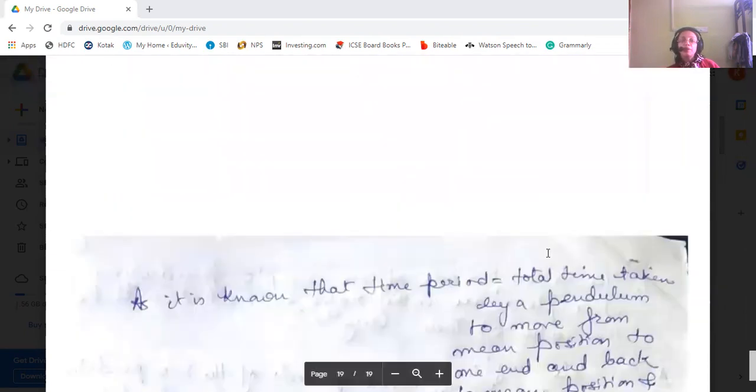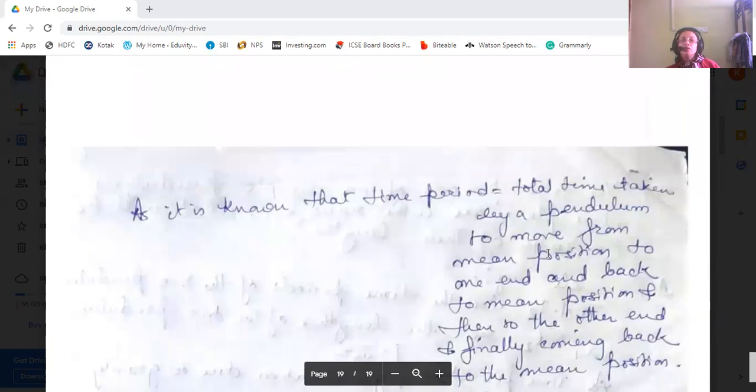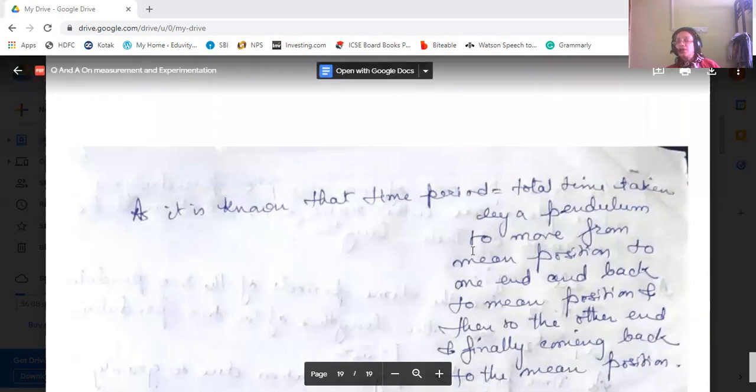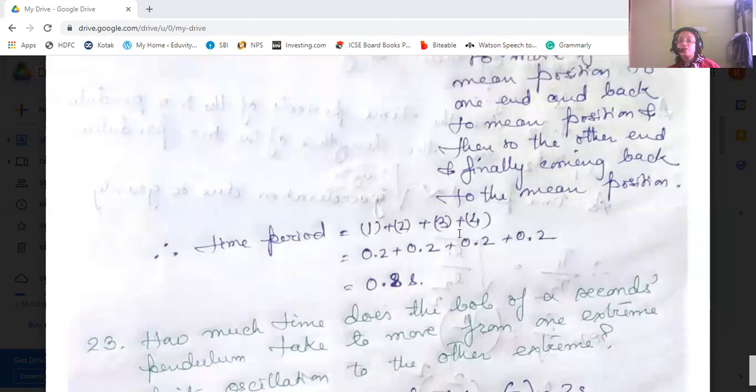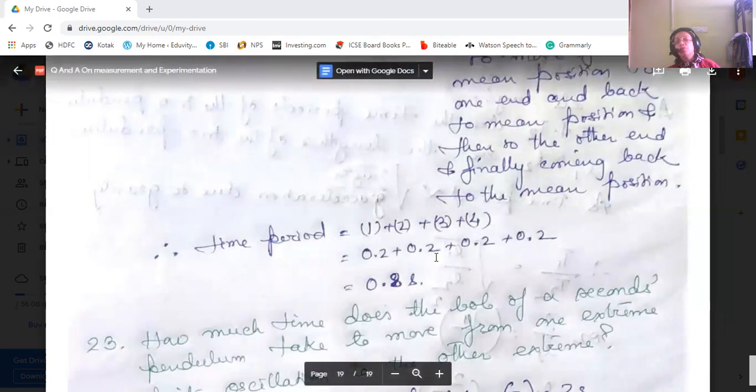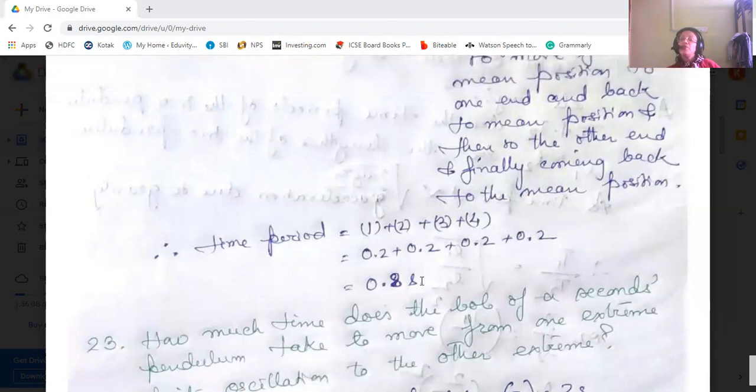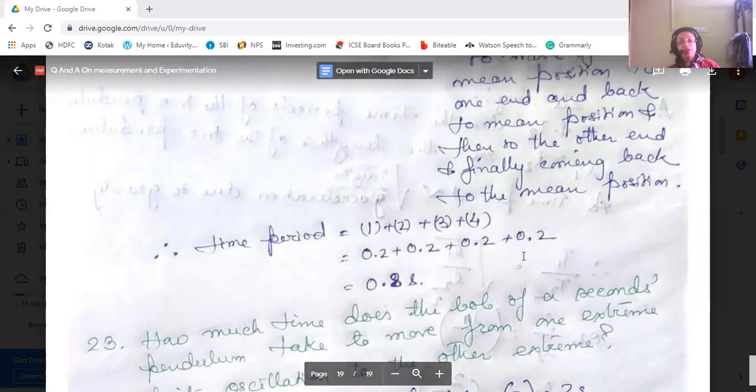So what will be the time period? As it is known, the time period is the total time taken by the pendulum to move from the mean position to one end and back to the mean position, then to the other end, and finally back to the mean position. So the time period is 0.2 plus 0.2 plus 0.2 plus 0.2, which is equal to 0.8 seconds.